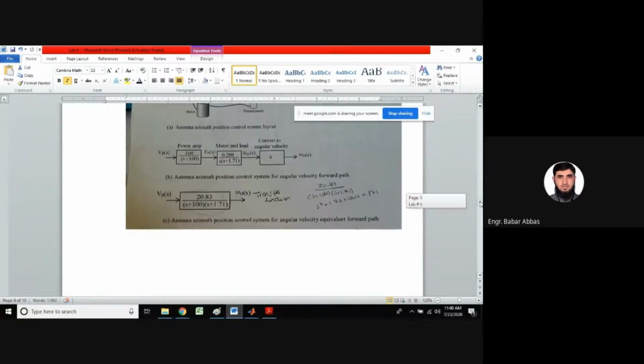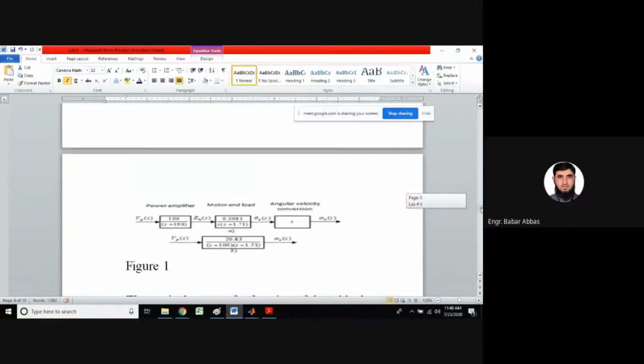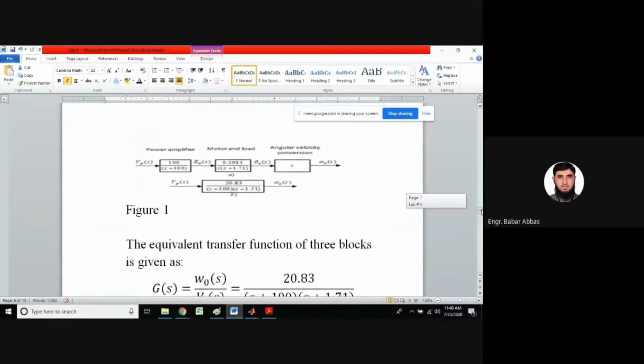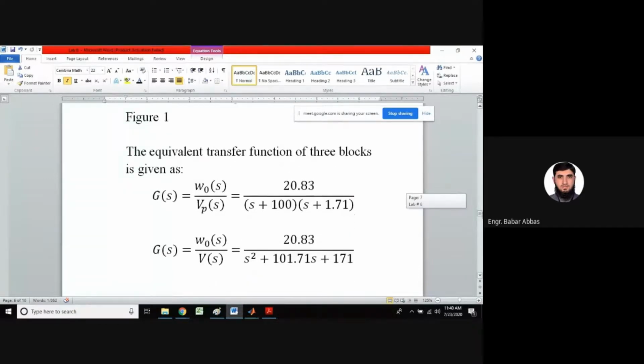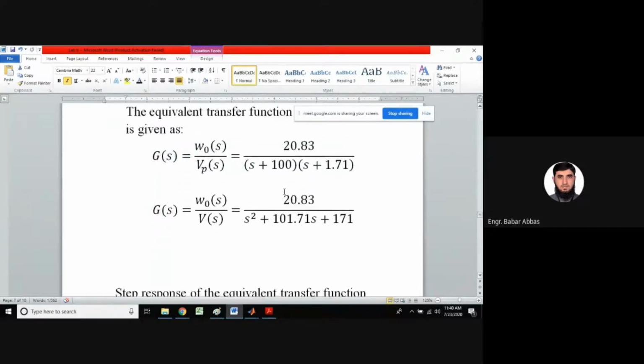This is the transfer function of the antenna, that is basically the open loop transfer function, and the equivalent transfer function of the three blocks is given as 20.83. This is the transfer function with the denominator in polynomial form, s squared plus 101.71 s plus 171.